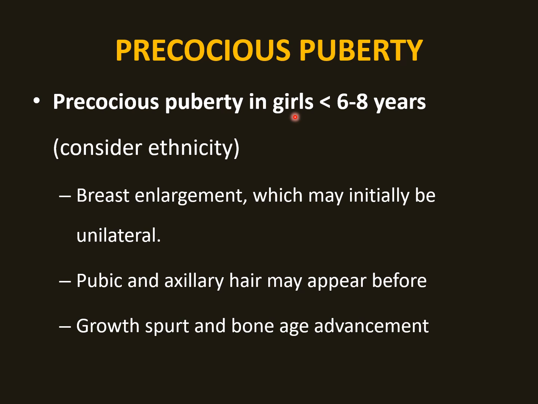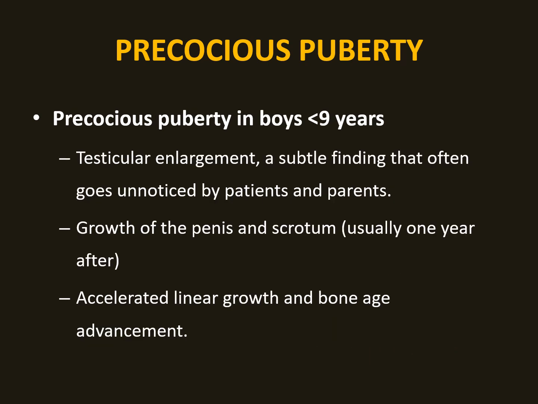Precocious puberty in girls is less than 6 to 8 years, depending on the ethnicity. Breast enlargement, which may be initially unilateral, is the sign of central precocious puberty. In boys it will be enlargement of the testes and penis. This will be central, and it should be taken seriously. Pubic and axillary hair may appear before the growth spurt, and bone age will be advanced in girls.